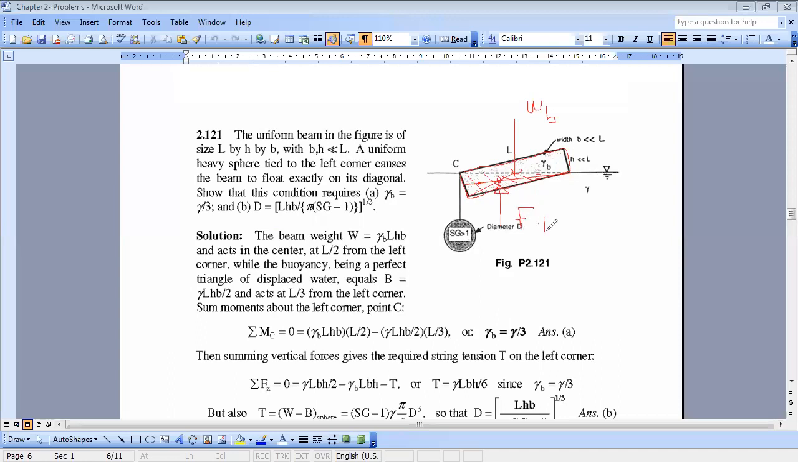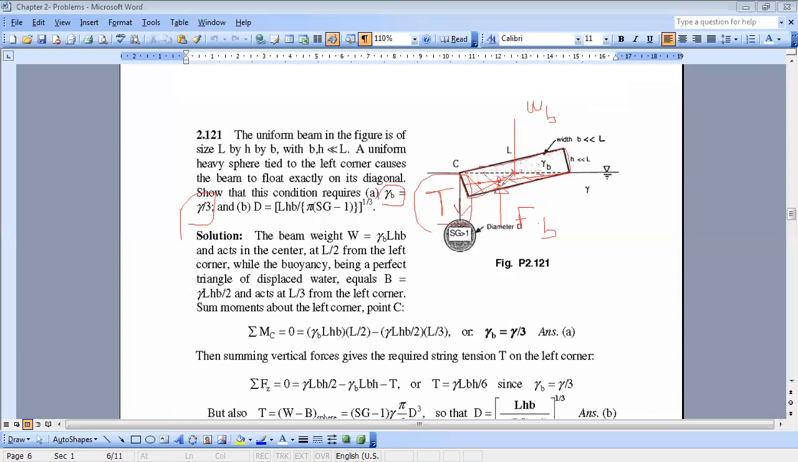But here we have something else. The additional force is the tension force here. So we have also T. As you can see here, we want to demonstrate the following relation between gamma body and gamma fluid. And in this relation, the tension is not appearing. How do you think I can cancel the effect of tension? By using which equation? If I use sum of forces equals 0, it will not work because I will have minus tension, minus weight of the body, plus buoyancy force equal to 0.